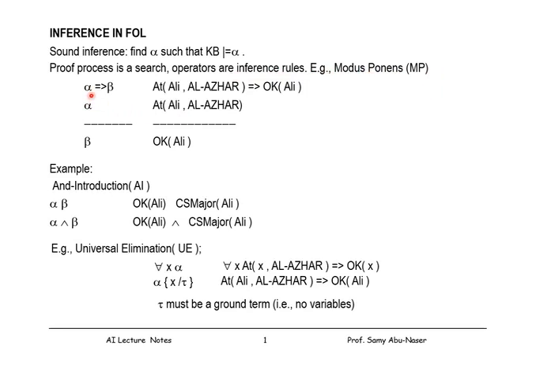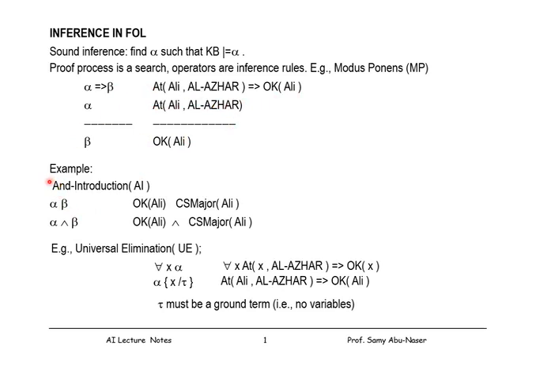This is an example of modus ponens. Alpha implies beta. We know alpha, we conclude beta. Here is another example: if Ali is at Al-Azhar, then Ali is okay. We know Ali is at Al-Azhar, then we conclude that Ali is okay. This is modus ponens.